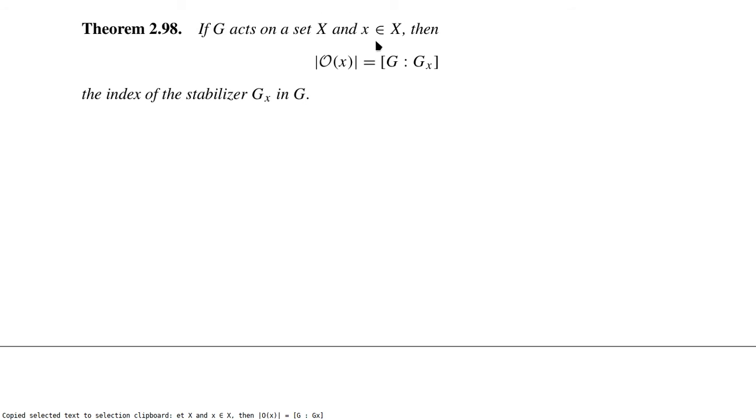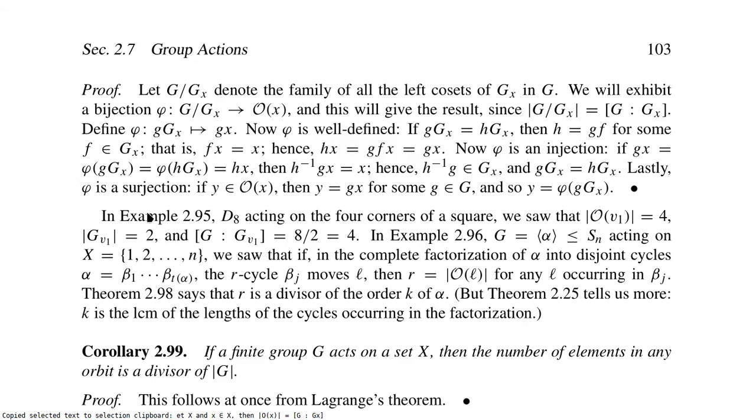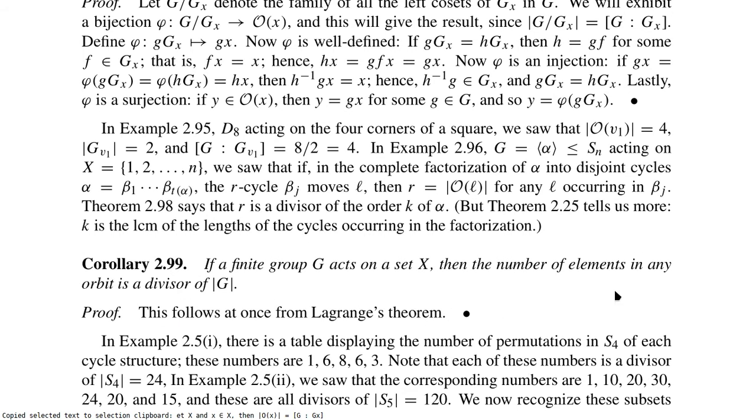The number of elements in any orbit is essentially the order of the orbit. Except the orbit is just a set, so the number of elements is going to be equal to the index of the stabilizer, and the index of the stabilizer has to be a divisor of the order of G, because the stabilizer is a subgroup of G, right? And that follows from Lagrange's theorem.